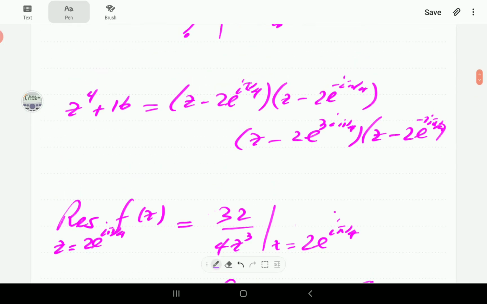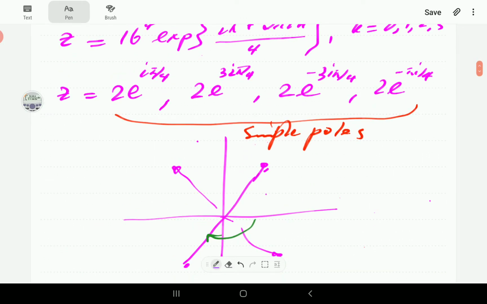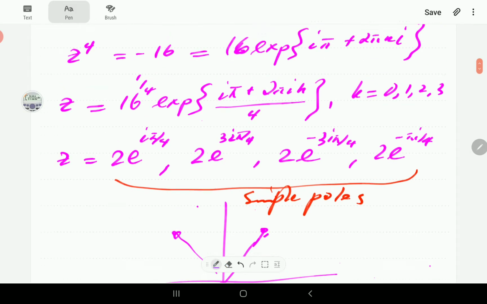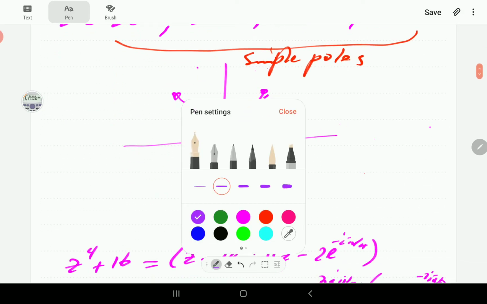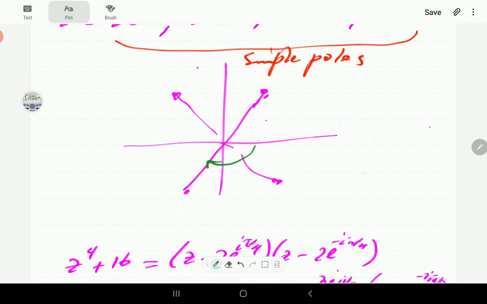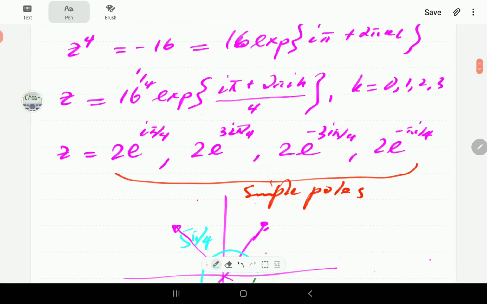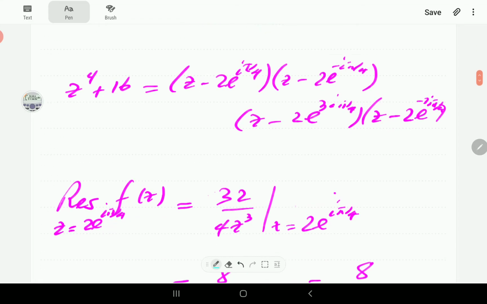Then the third one is 2e to the minus 3i pi on 4. Just in case you're wondering, this is the one for which k here is 2. That's going to be 5 pi over 4 if you are reaching that angle along this way. It's 5 pi over 4, but this way it's minus 3i pi on 4, which is what we're using here. Either of them is going to be good enough.